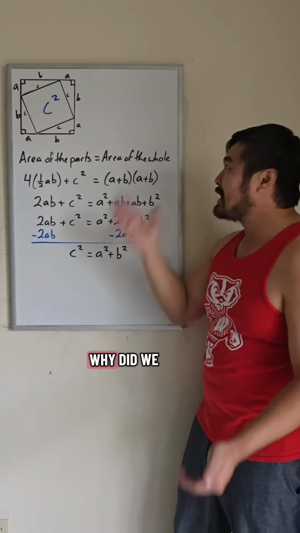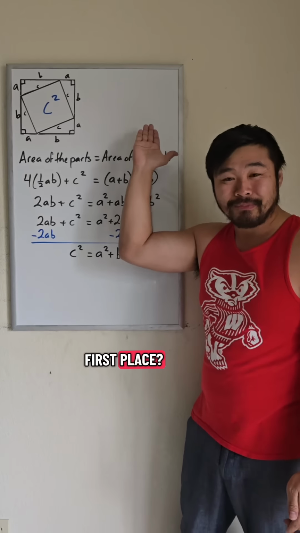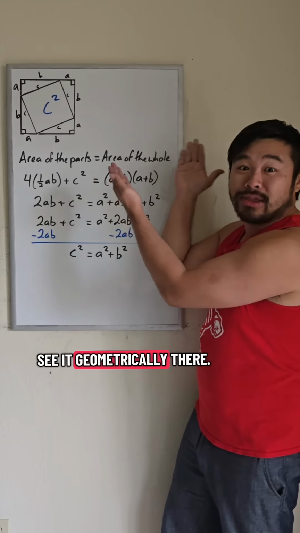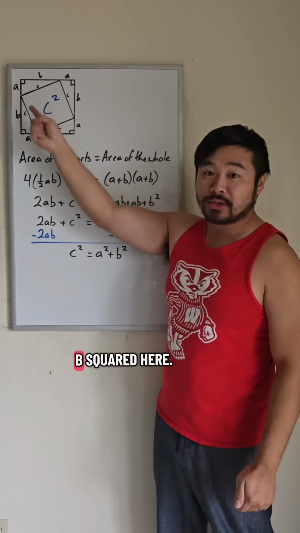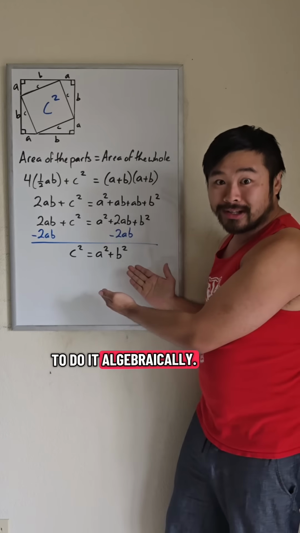Now you might be saying, why did we need the other picture in the first place? Well, we could see it geometrically there. We can't see a squared or b squared here. We would need to do it algebraically.